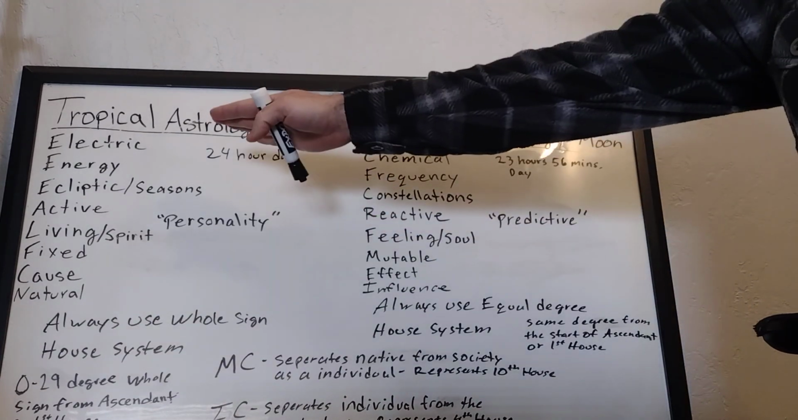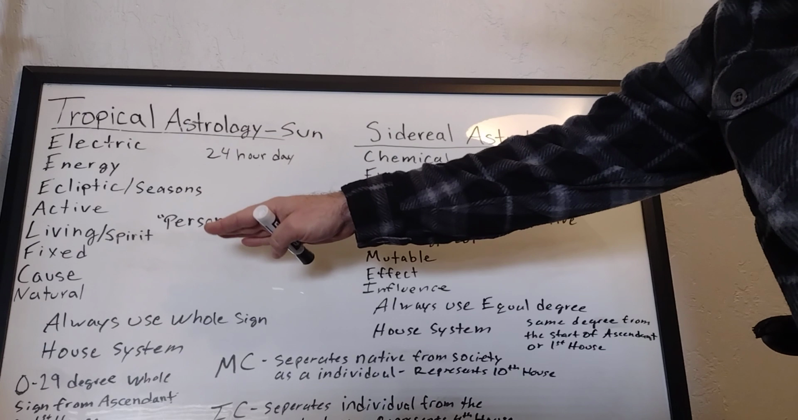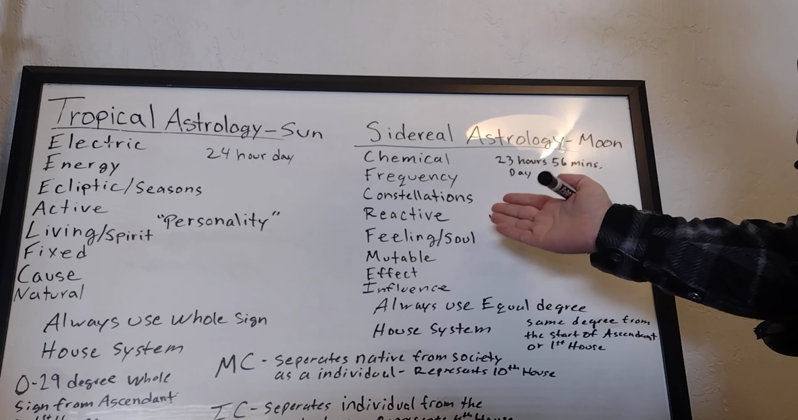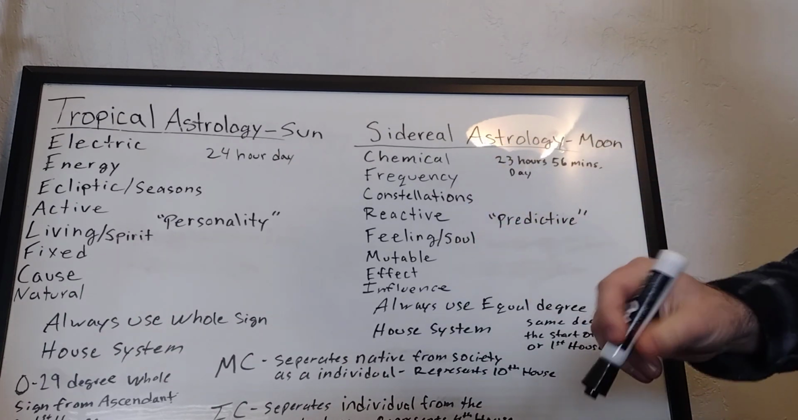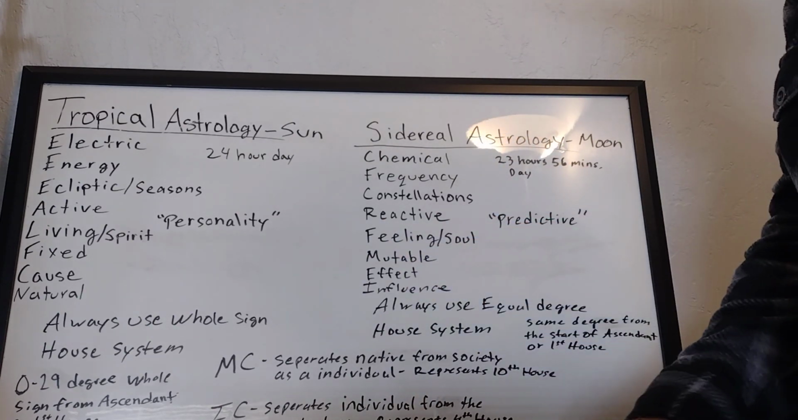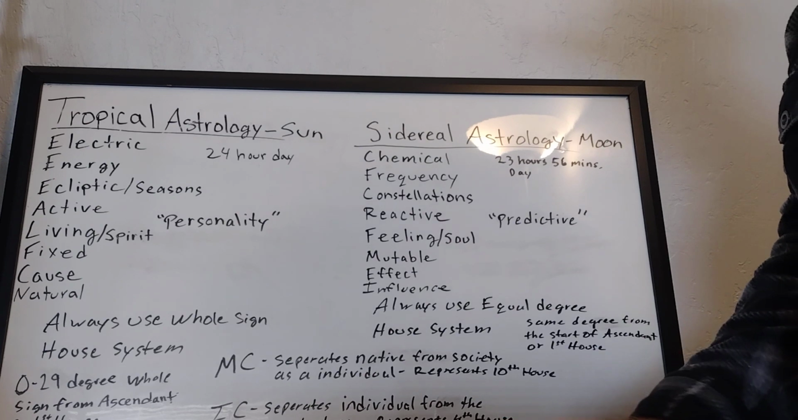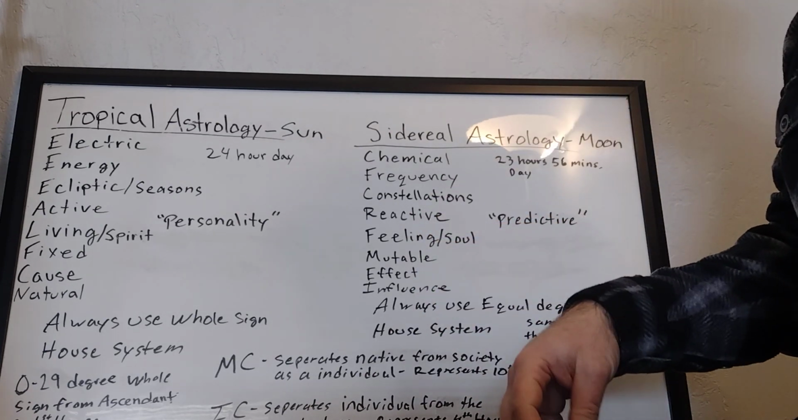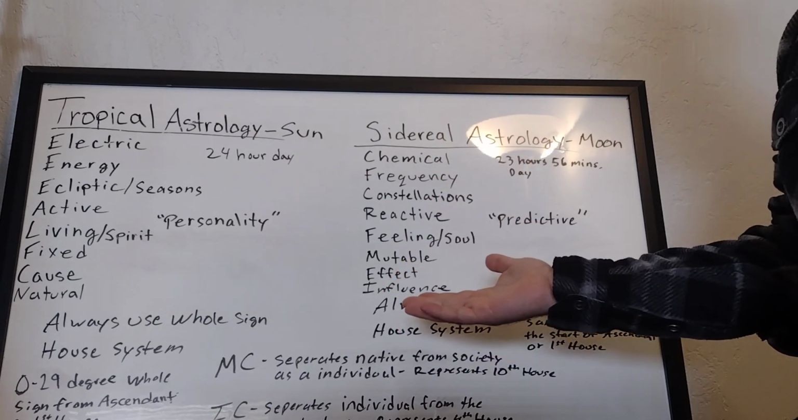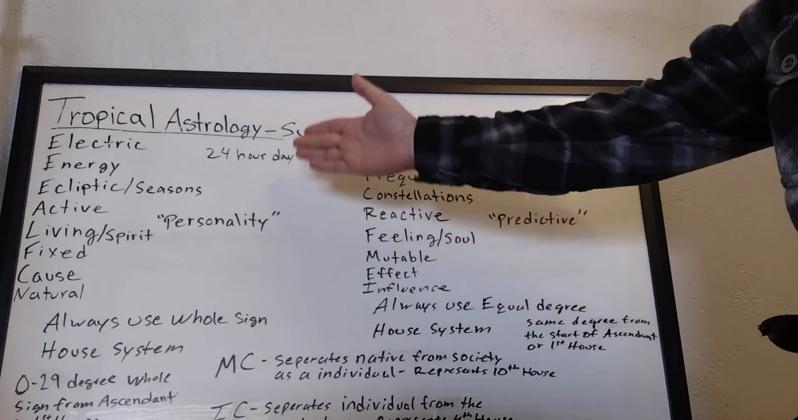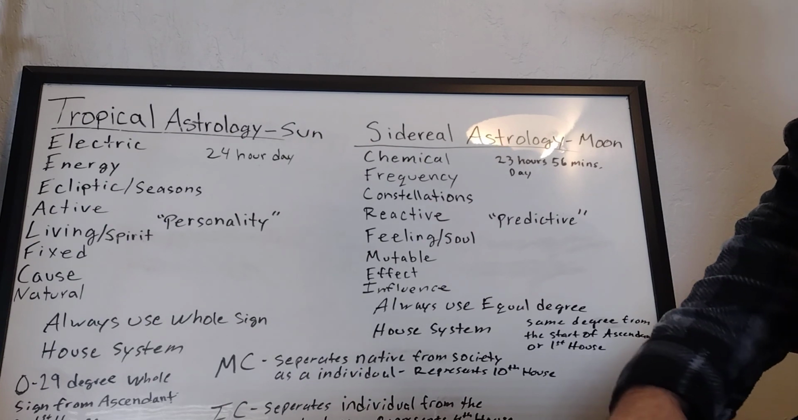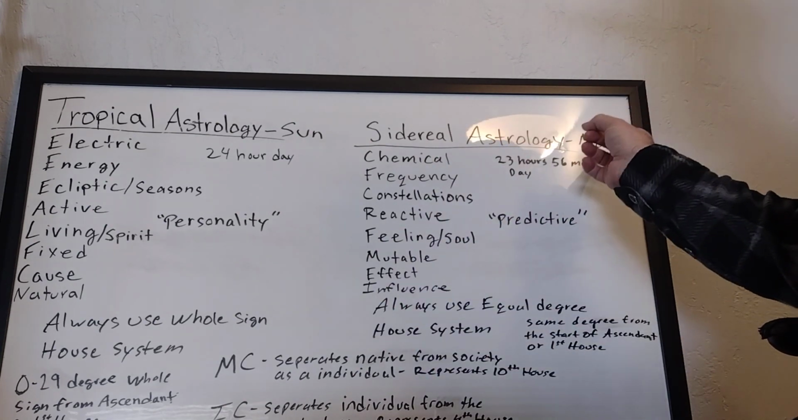Tropical is used more here in the Western world, and sidereal, or the Vedic system, is more used in the Eastern world. There's a debate on which one is better, and it's not necessarily a question of which one is better. Both systems have a specific function and how they work with the vibrations of the universe. Like I said, one is sun-based, one is moon-based. The tropical system is based on the sun, and the sidereal system is based on the moon.